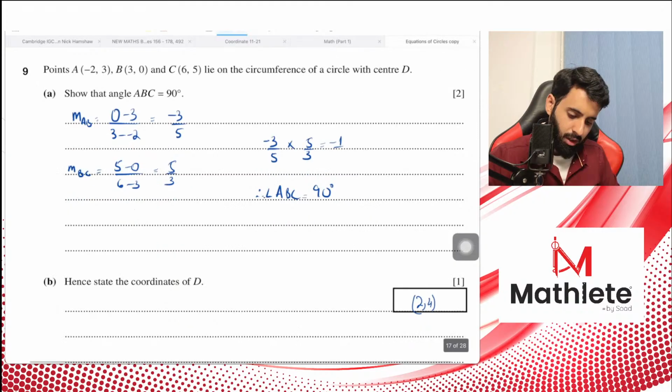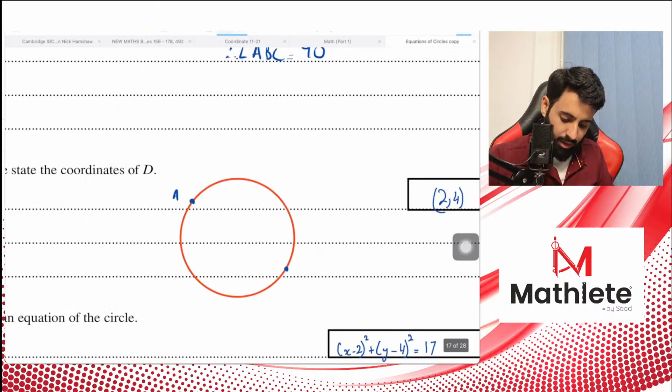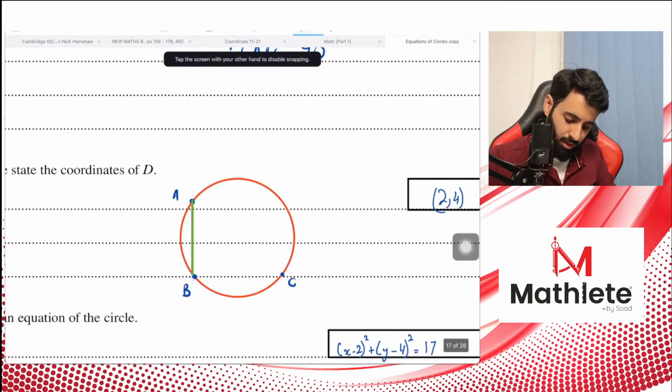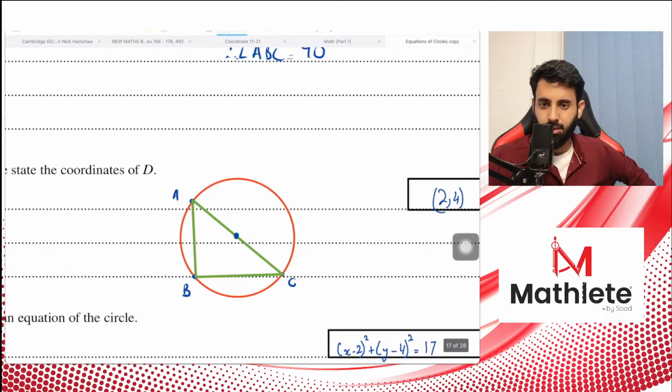Anyway, so if angle ABC is 90 degrees and if all 3 points happen to lie on the circumference of the circle, what can you tell me about line AC? Okay, and put some thought into it before you give me the answer. If ABC is 90 degrees, and all 3 points happen to lie on the circumference of the circle, what can you tell me about the line AC?